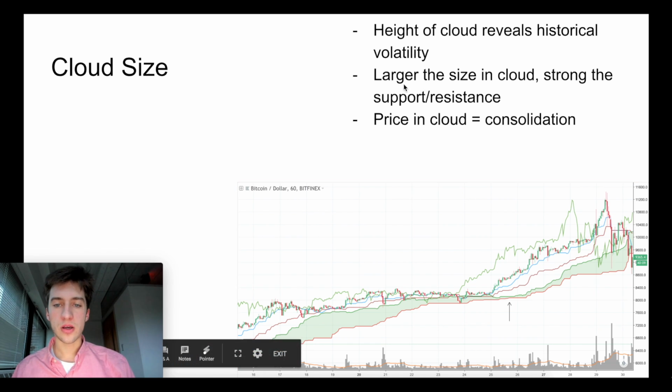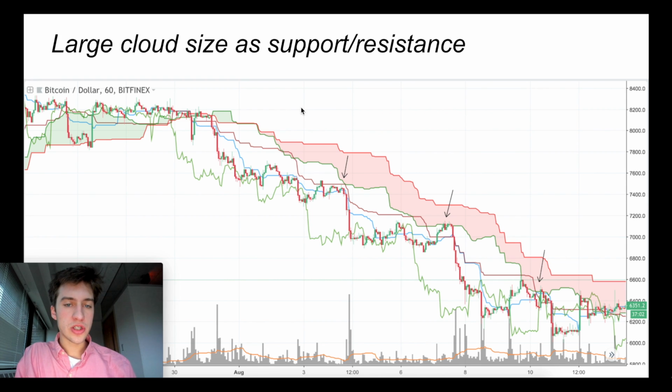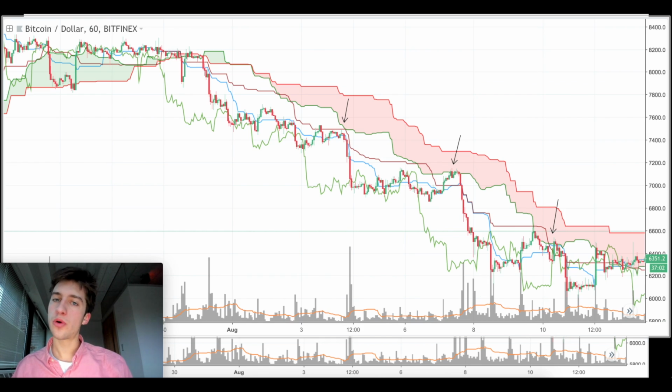Also, we can talk about the size of the cloud and how that leads to strong support and resistance. A large cloud size is going to lead to very strong support and very strong resistance. A very thin cloud, one that's been moving on very low volatility, is probably not going to act as very strong support or resistance. An example here: we have a very wide, very tall cloud, and we had support. Then we got this cloud here that began to widen, and we found resistance. We found resistance here.